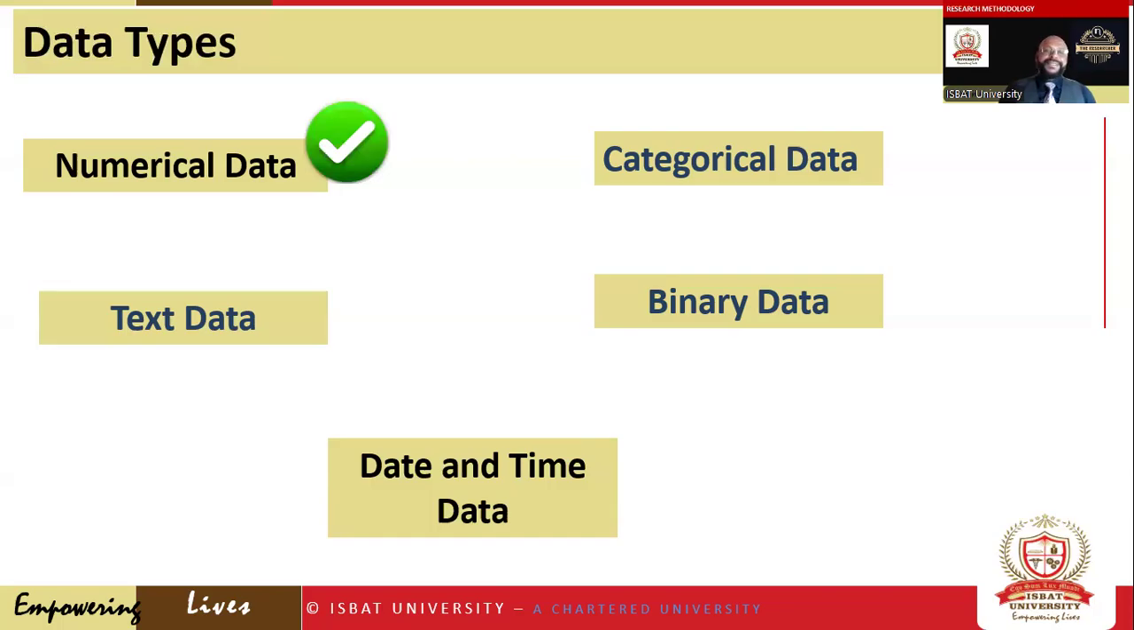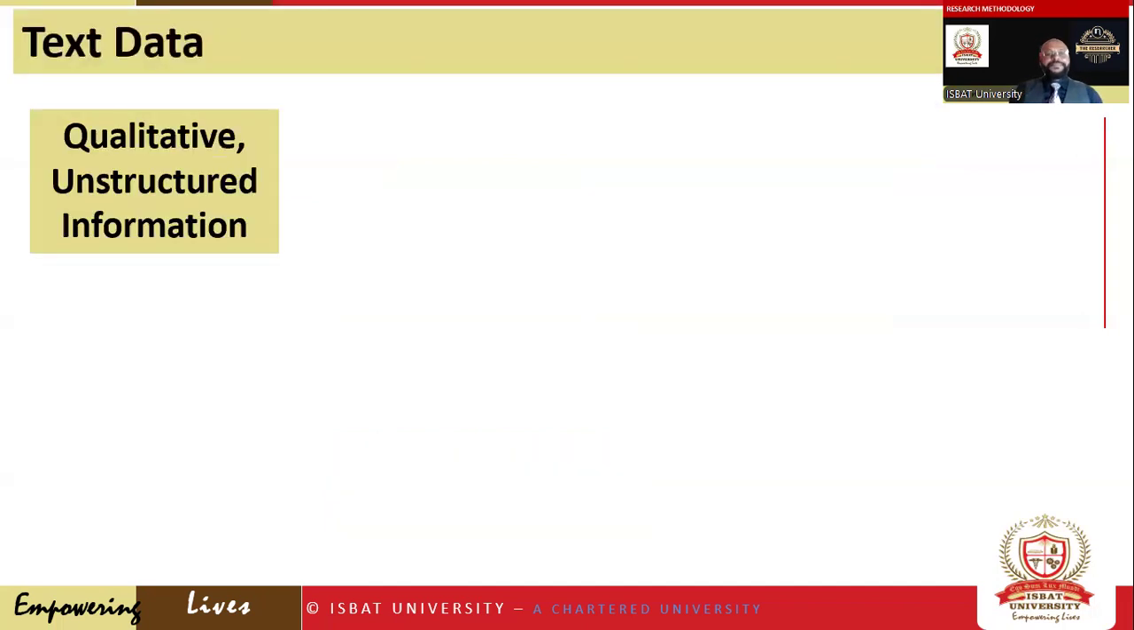So already in my previous sessions, as I told you before, I have well explained numerical data and categorical data. Now, let's see text data. First of all, understand text data is qualitative, unstructured information. So when you mine the data, it will be unstructured. It gives you qualitative information. So you, as the researcher, have to convert that into structured information for your qualitative analytics.